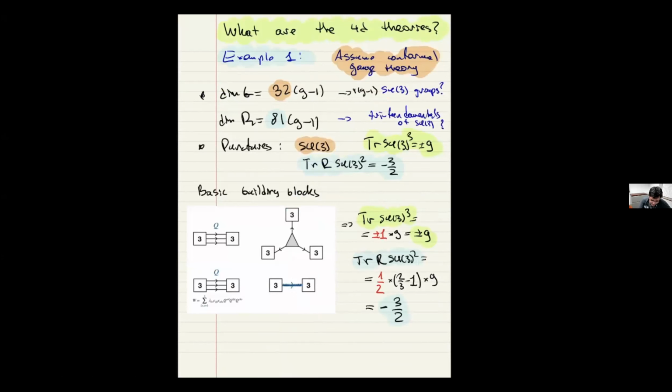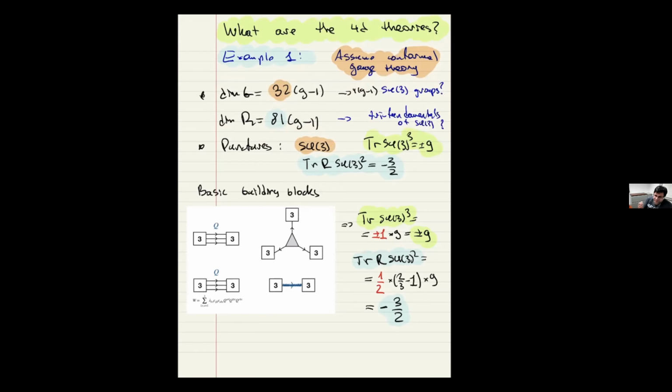Okay, so now what are the theories in 4 dimensions? We start with example 1 of the minimal SU3 SCFT, and we do exactly what we did yesterday when we looked for the conformal dual of the G2 SQCD. We already understood that if you compactify on a closed Riemann surface, then the dimension of the gauge groups should be 32 times (g minus 1), and the dimension of the representation should be 81 times (g minus 1). And there is a natural interpretation of these numbers.